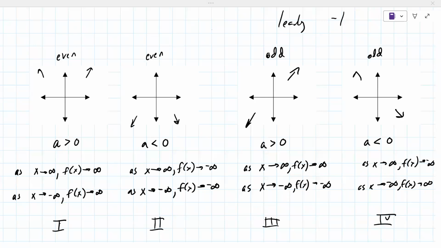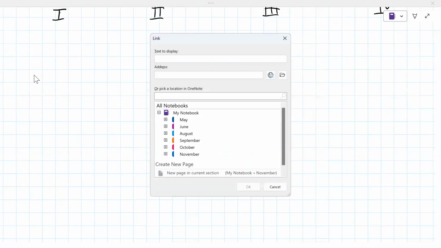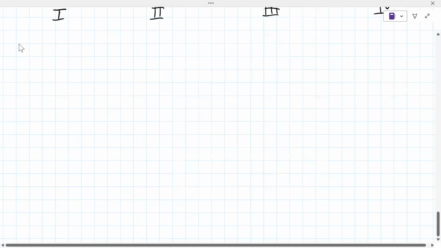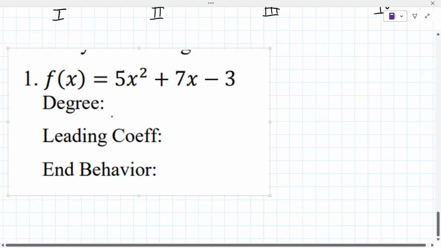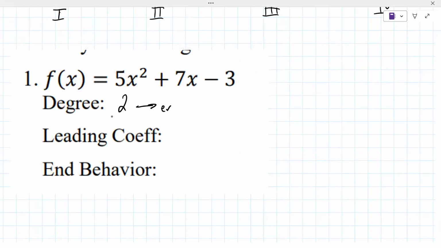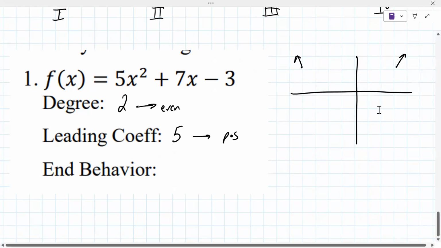Here's a sample problem. All that stuff that we've been doing, degree and leading coefficient, that's what you have to be able to do here. So you have to say, okay, the degree is 2, that's even. Leading coefficient is 5, that's positive. And then what I recommend you do is draw the graph. You're like, okay, it looks like that and that. And we don't care what goes on in between.